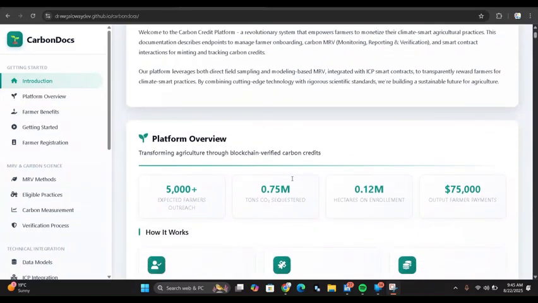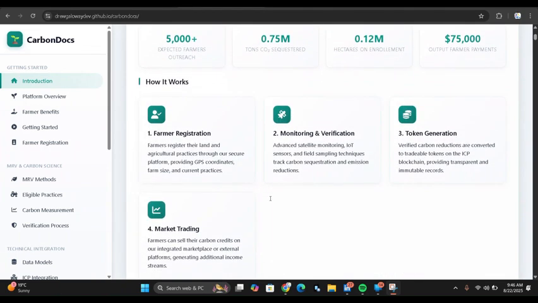So the expected platform overview of this Greencoin project is 5,000-plus farmers in the first period of 1.5 years. The amount of carbon sequestrated will be around 0.75 million tons of CO2, which is estimated to be $46.5 billion, and that is going to have a higher impact on the current economy of the carbon credit market. The hectares enrollment is 0.12 million hectares of land and 75,000 output farmer payments in the first 6 months. So basically, you know how this platform works.